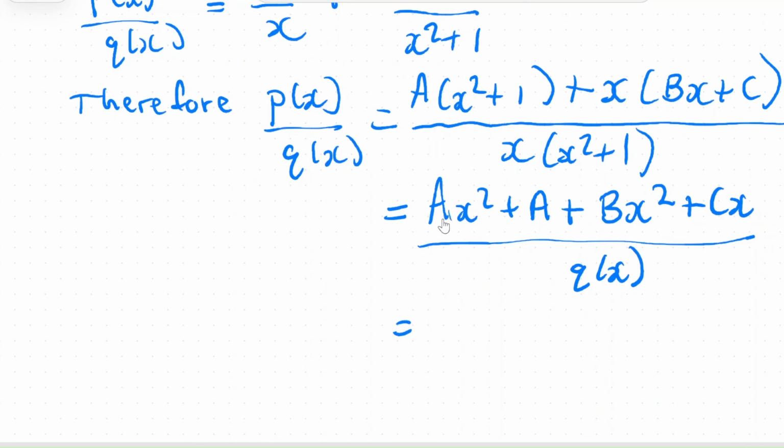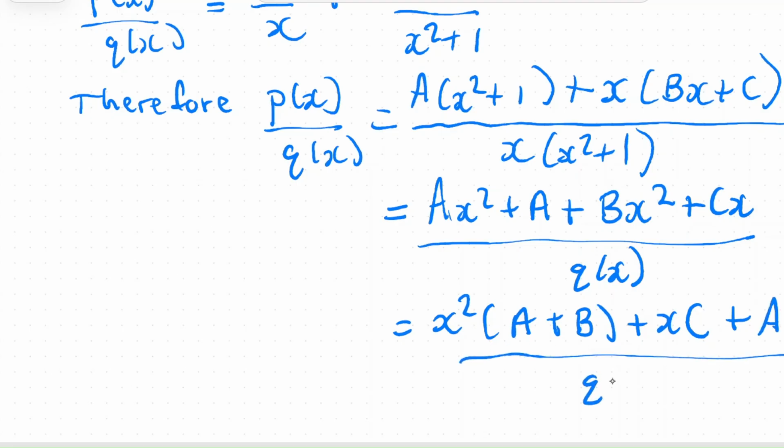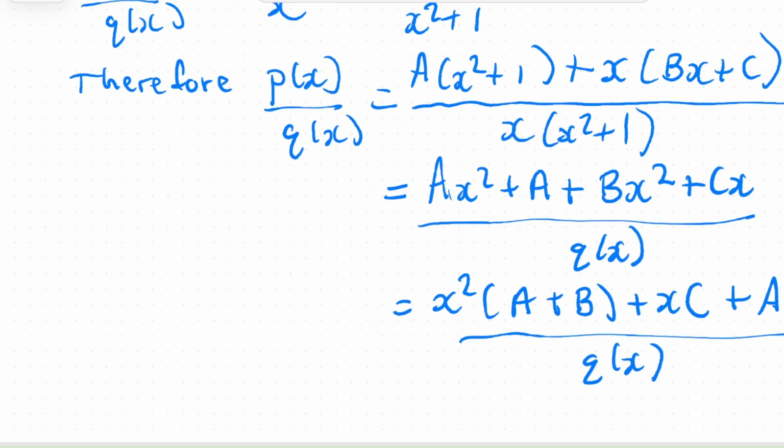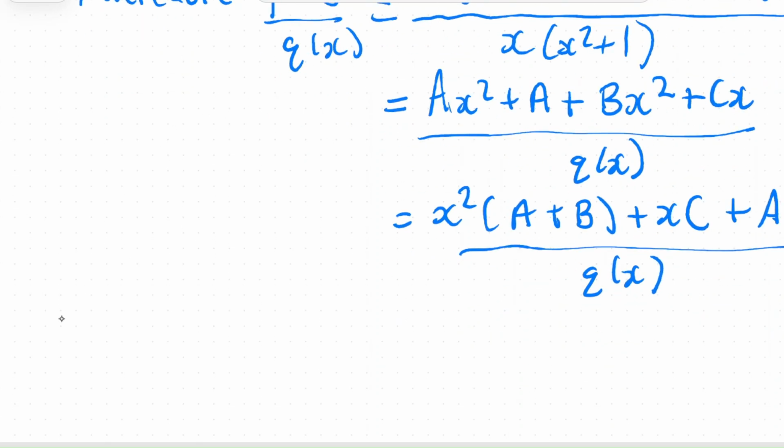Now we can group them. We see x squared, so let's group everything together. We're going to group the x squareds together, the x's together, and the constants together. So we'll say x squared (a plus b) plus x times (c plus a), divided by q of x. So now we've been able to break down the fraction and group everything. So we're going to move on to the next step.